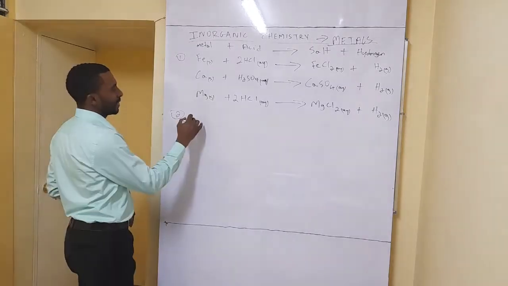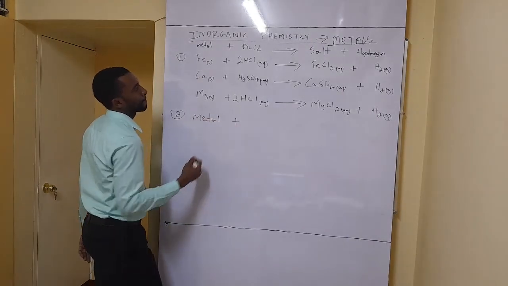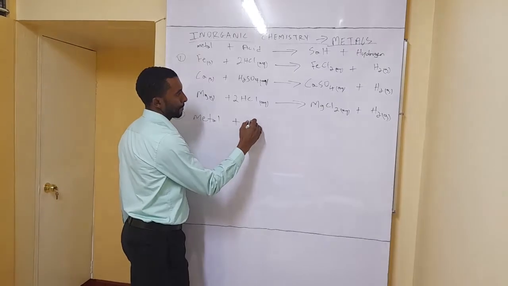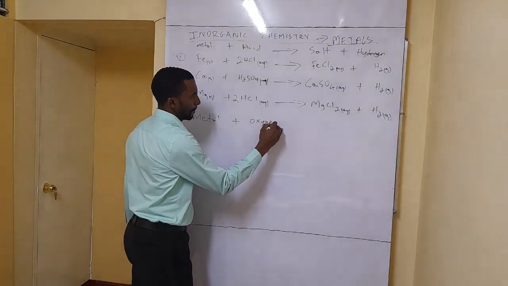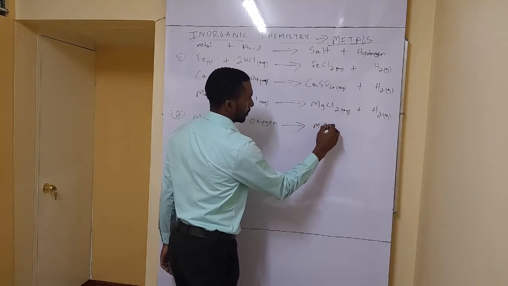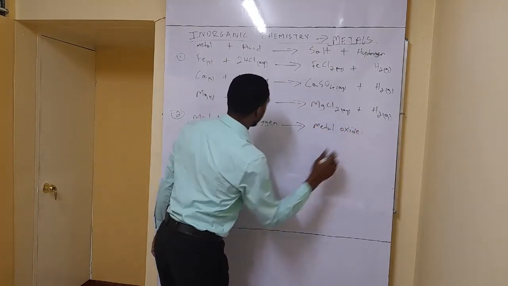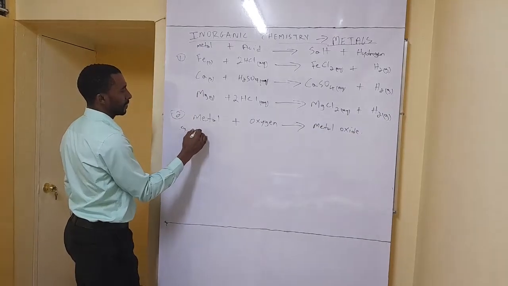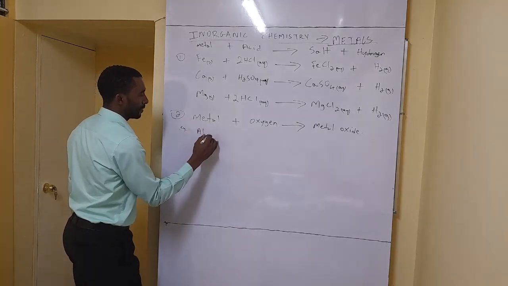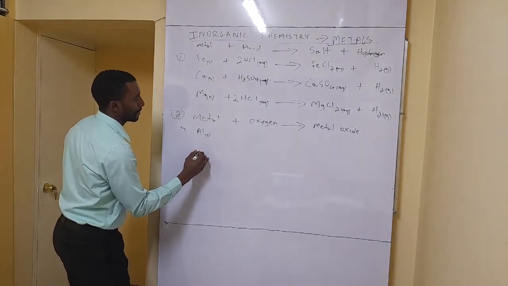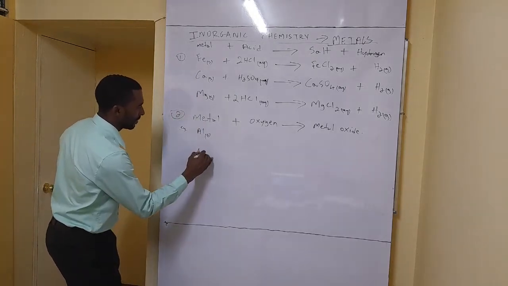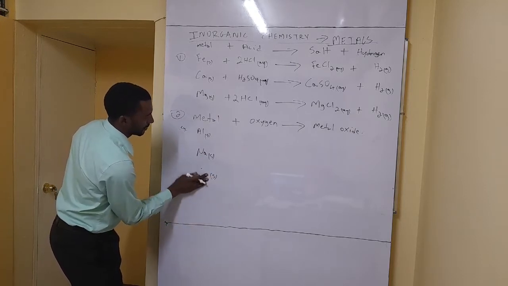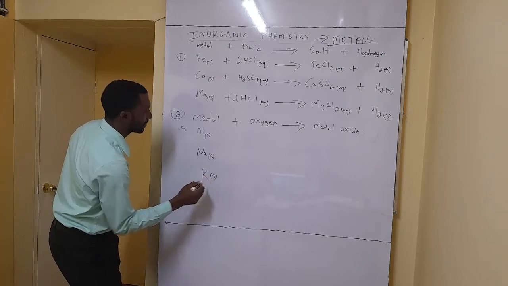The second one was metal plus what? Metal plus oxygen. Produce what? Metal oxide. Alright? So the examples now. Metal: aluminum, Al, solid. Calcium. Come on, use different metals from up there. Sodium. We know the potassium and metal. Potassium, yes. Good.